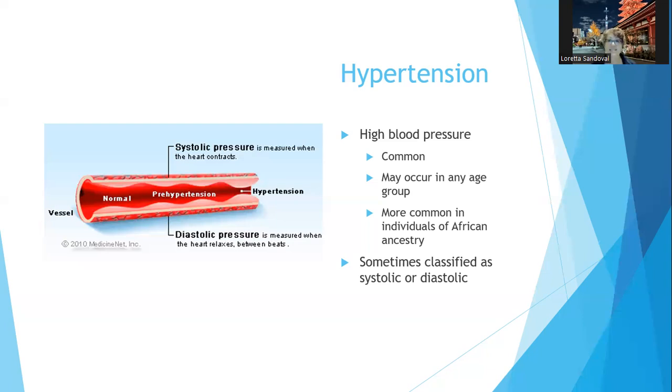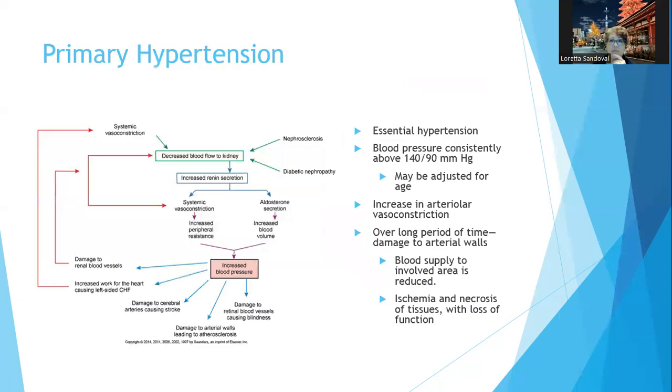So high blood pressure is very common. Hypertension is the medical term for high blood pressure. Hypotension would be if your blood pressure was too low. High blood pressure can occur in any age group, so it's not necessarily an older person or a younger person. High blood pressure is more common in individuals of African ancestry. Sometimes it's classified as systolic or diastolic, so whichever one is elevated more often. Diastolic tends to be genetic. You can't really control it. Systolic can be caused by a bunch of different things.